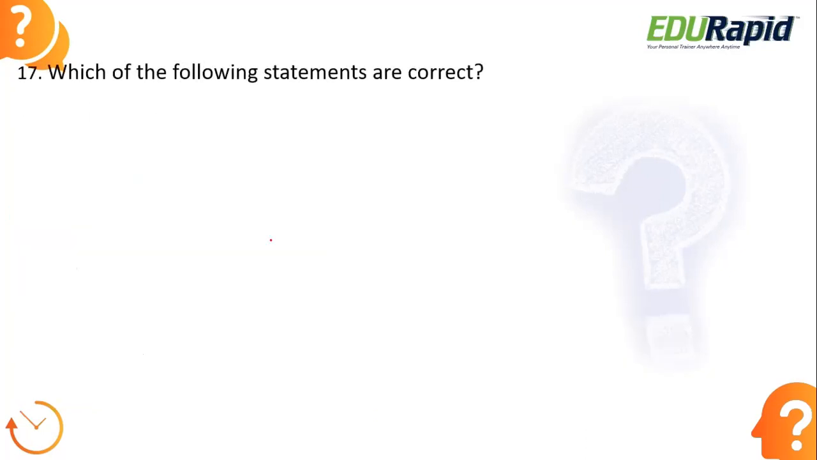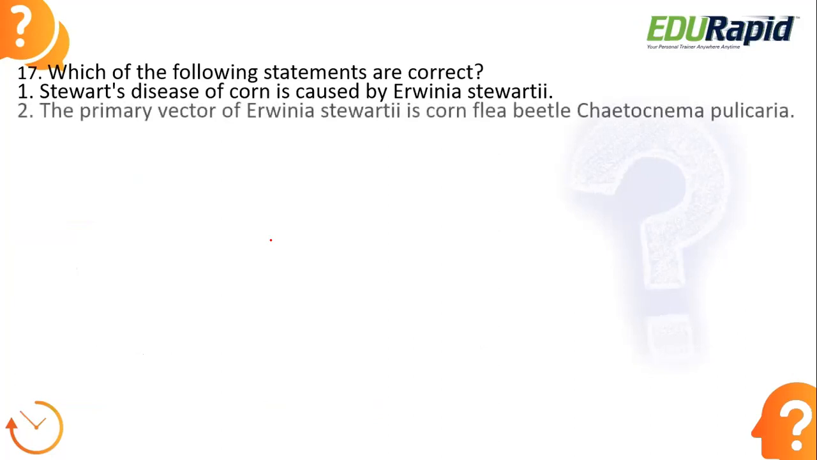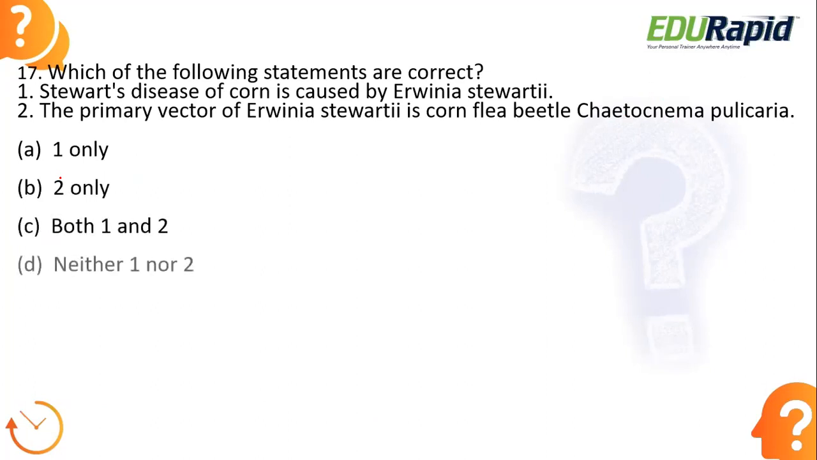Which of the following statements are correct? Stewart disease of corn is caused by Erwinia stewarti. The primary vector of Erwinia stewarti is the corn flea beetle, that is Chaetocnema pulicaria. Options are: option A, 1 only; option B, 2 only; option C, both 1 and 2; and option D, neither 1 nor 2.